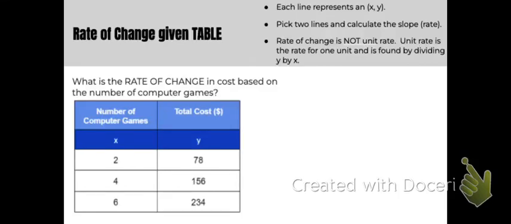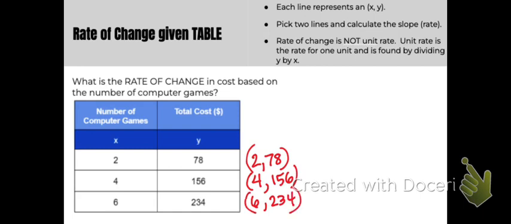Here we're going to calculate the rate of change when given a table of data points. So it's important to know that each line in this table represents an XY coordinate. Like this first line is the point when X is 2, Y is 78. The second one is when X is 4, Y is 156, and so on. So you want to see those as XY coordinates.